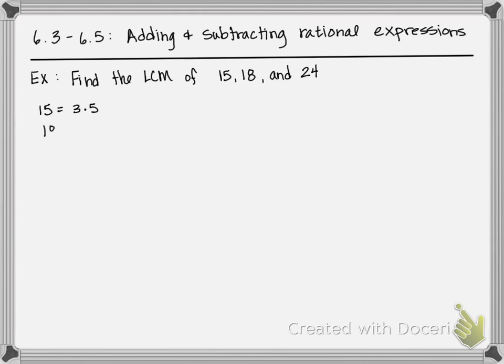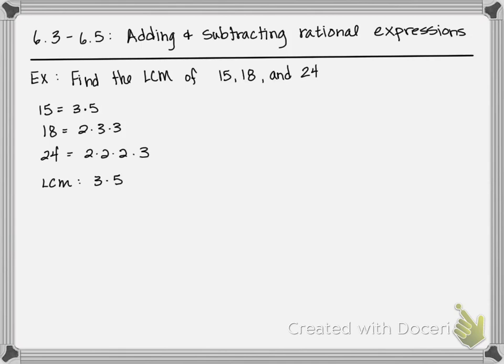18 is 2 times 3 times 3. And then 24 is 2 times 2 times 2 times 3. And you had common factors. So remember, GCF was all the ones they had in common. Right. So you need a 3 and a 5. And 3 2s, 2 3s.